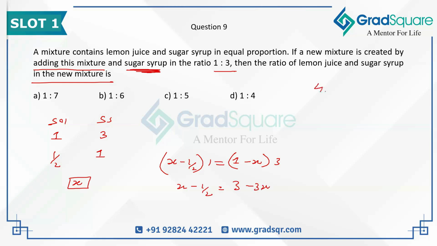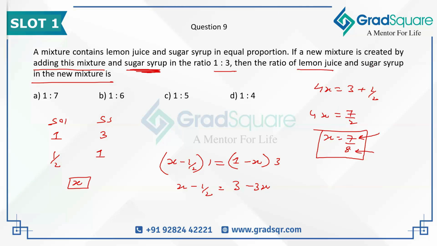You will realize this will become 4x = 3 + 1/2, which then effectively turns out to be 7/2 = 4x. x will turn out to be 7/8. Remember, this is the strength of sugar syrup. So 7 parts will be sugar syrup out of a total of 8 parts of the mixture.